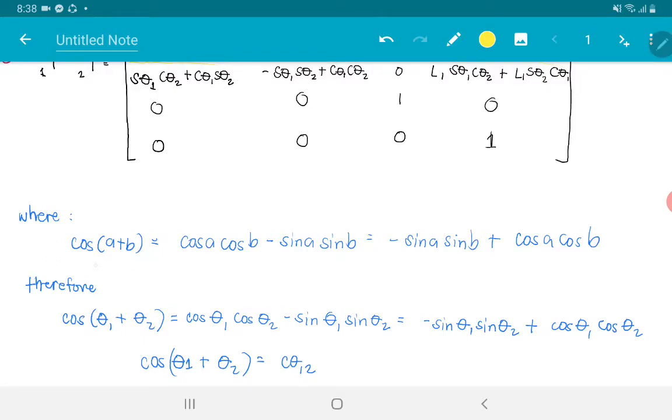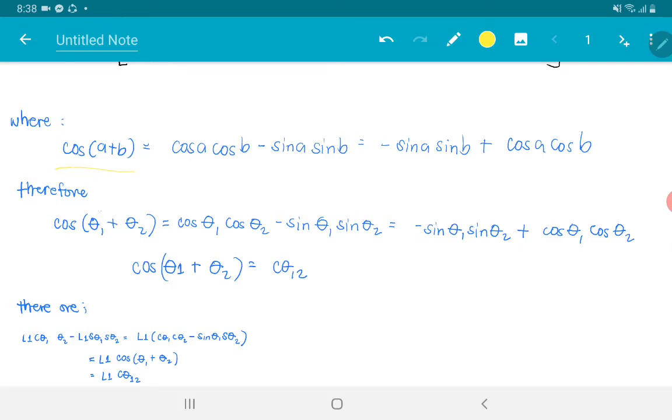So for the cosine, there is a formula that cosine of the two angles A plus B is equal to cosine A cosine B minus sine A sine B. On the other hand, we have cosine of the quantity theta 1 plus theta 2 is equal to cosine theta 1 cosine theta 2 minus sine theta 1 sine theta 2, or equal to the negative sine theta 1 sine theta 2 plus cosine theta 1 cosine theta 2. So cosine of theta 1 plus theta 2 quantity is equal also to this shorthand, cosine theta 1 2.